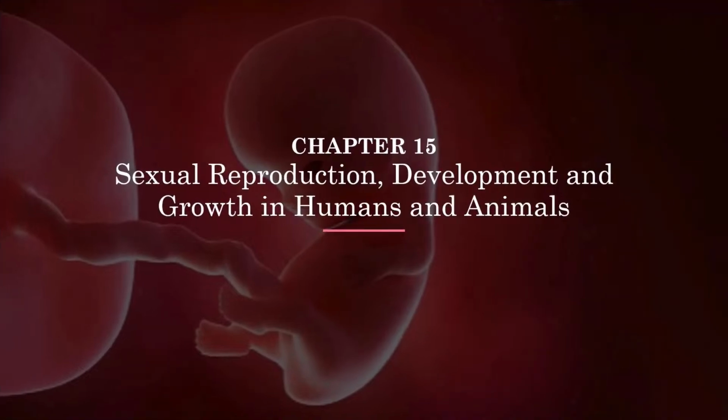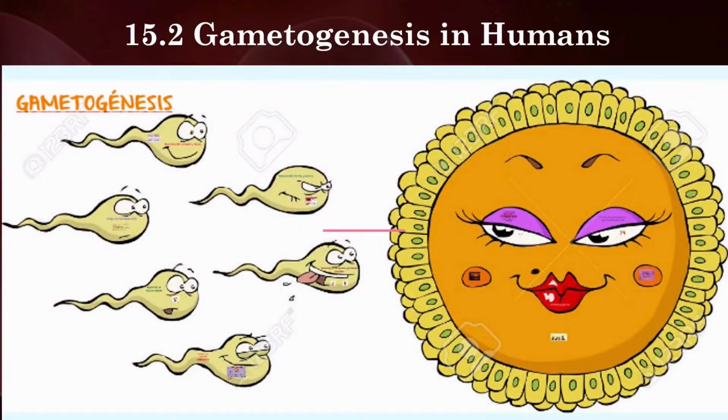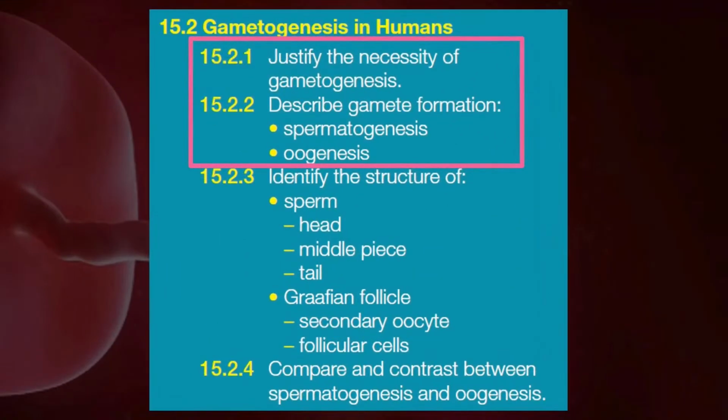Everyone, today teacher is going to share about chapter 15, which is about sexual reproduction, development and growth in humans and animals. But teacher is going to focus on 15.2 only, which is about gametogenesis in humans. Right? So first, let's see the learning outcomes.